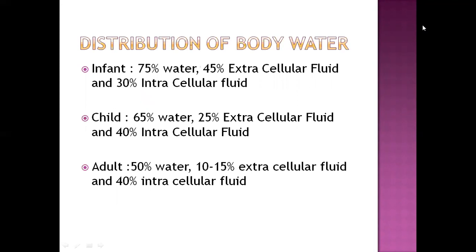In distribution of body water, it varies according to age. It is different in infants, different in other age group children, and different in adults. For younger adult, middle adult, and old age adult, the percentage remains almost the same. Just a slight difference is during old age, body fluid becomes slightly lower than in young adulthood.